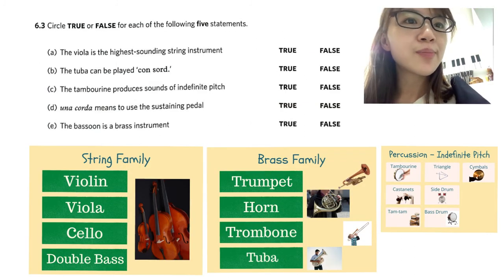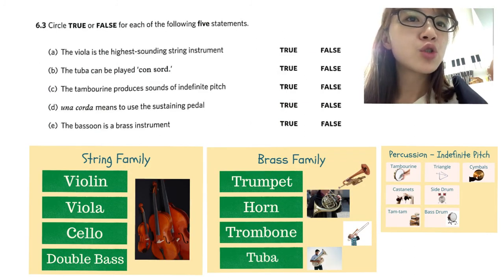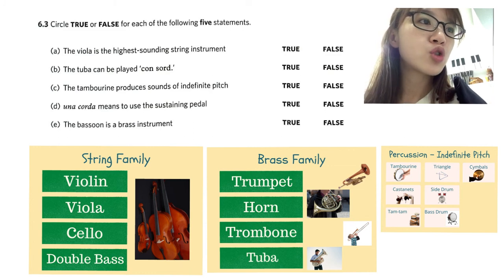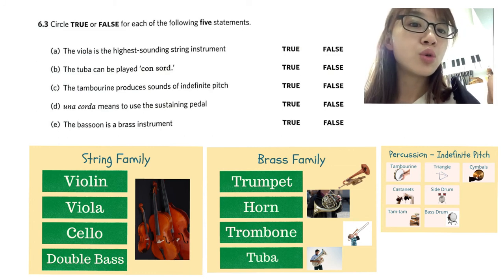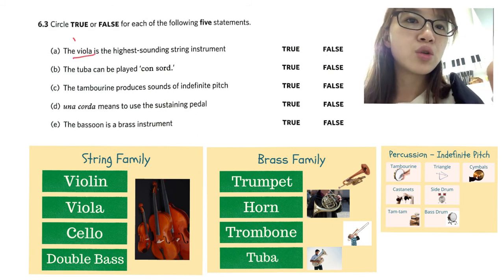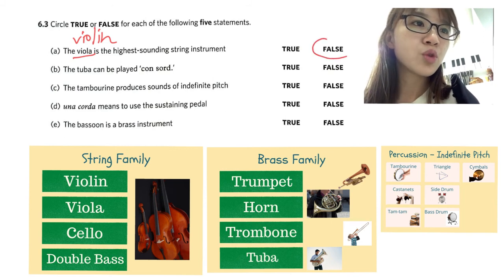Question 6.3 is about answering true or false for each of the statements. The first, A: the viola is the highest sounding string instrument. You need to know the order of the string instruments very well: violin, viola, cello, double bass. The first one is violin, so it's not viola. It's supposed to be violin, so it's false.